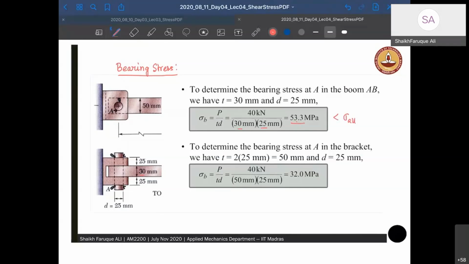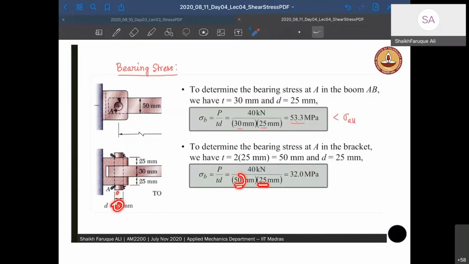So bearing stress at location A in the bracket. There are two bearing stresses that you have to do because there is one hole here, right? So one of this, and then the hole is here. So you have to do there also. But there we have 25 here, right? And 25 here is the thickness, and the hole diameter is also 25. So it's 25 into 25.